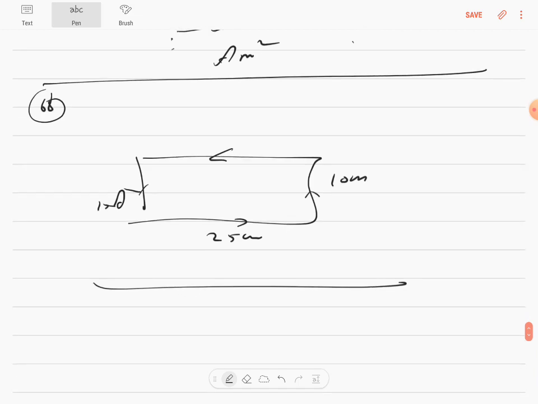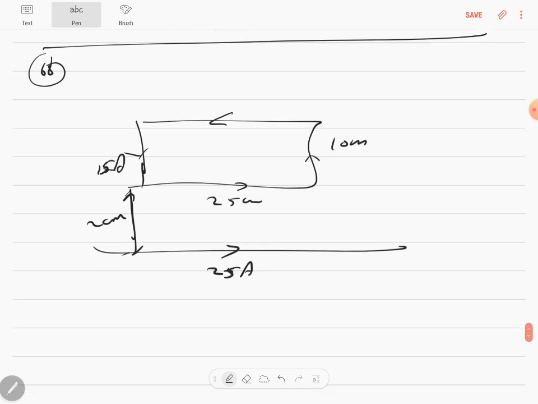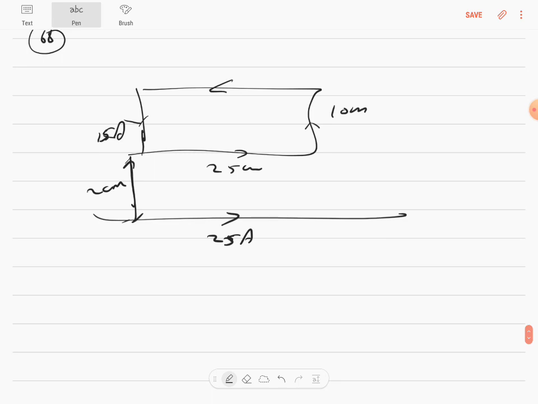2 centimeter apart, carrying a current of 25 amps. There is a 25 amps current flowing through the straight wire. There is a 15 amps current flowing through that rectangular coil. The distance between the rectangular coil and the straight wire is 2 centimeter. What is the net force on the loop due to this?